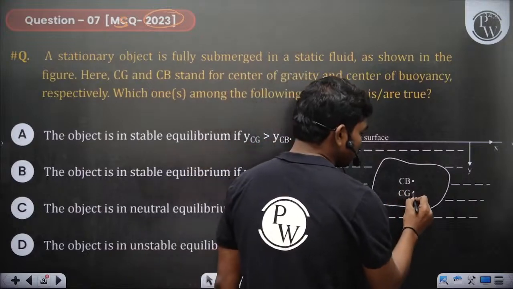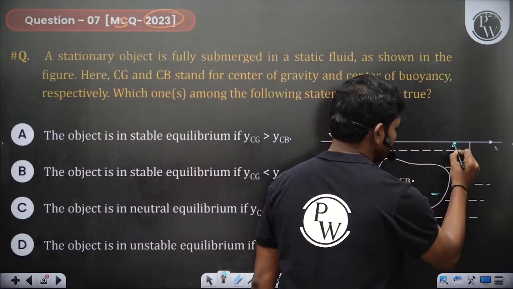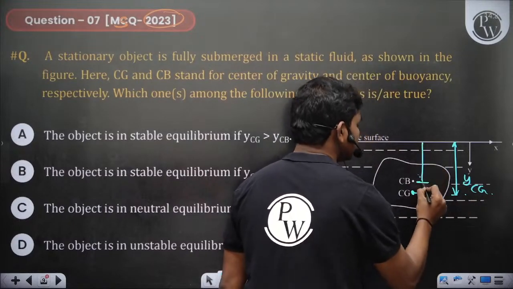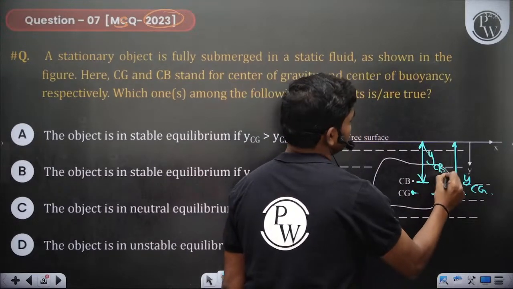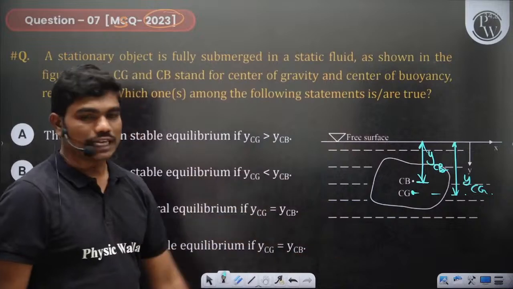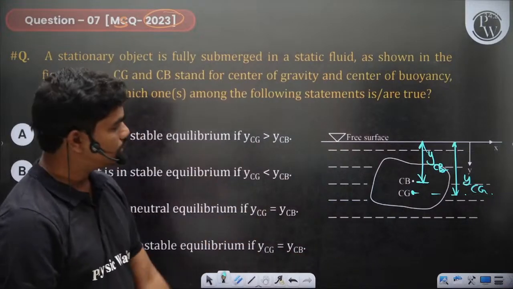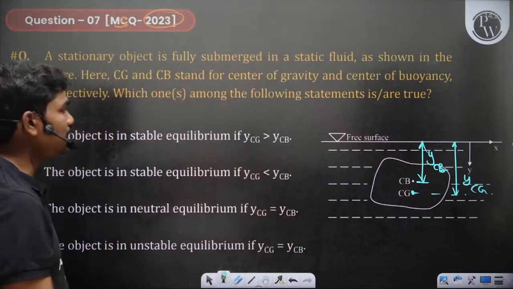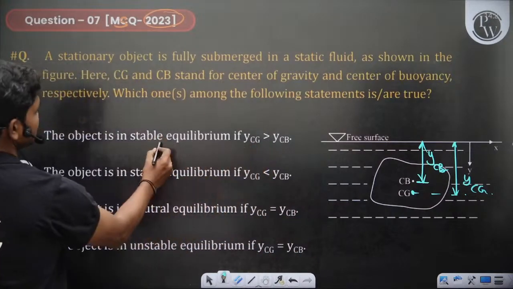If this is the coordinate point of CG, then this distance is YCG. And this distance here is YCB. If this body has to be in stable equilibrium, then definitely YCG should be more. Center of gravity should lie below center of buoyancy. So YCG greater than YCB means it's stable equilibrium.